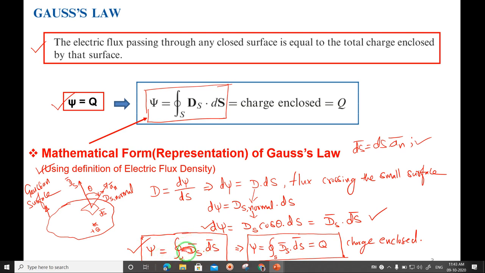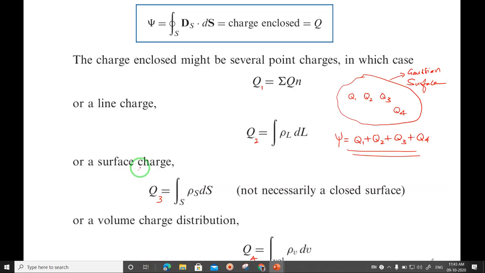If I integrate the electric flux density over the entire surface, then it is equal to the amount of flux lines leaving, or it is equal to the charge enclosed, one and the same. I hope you understood the meaning of this statement, right? Yes, we'll try to generalize. Already we have seen the Gauss law. We'll try to make it more general, right?